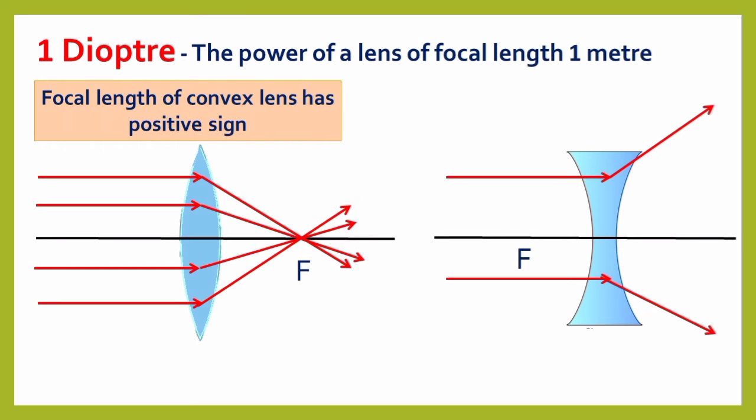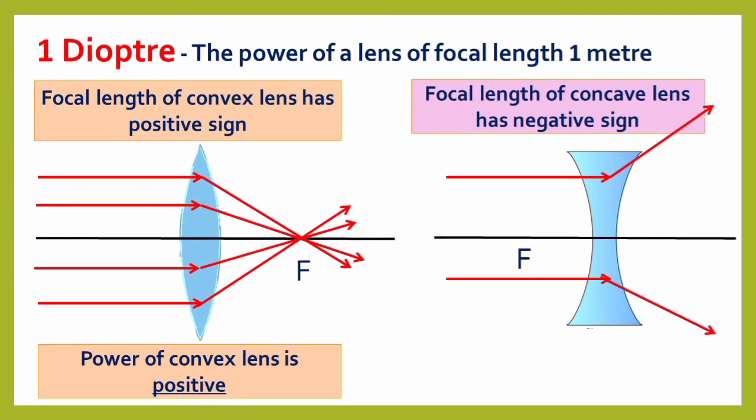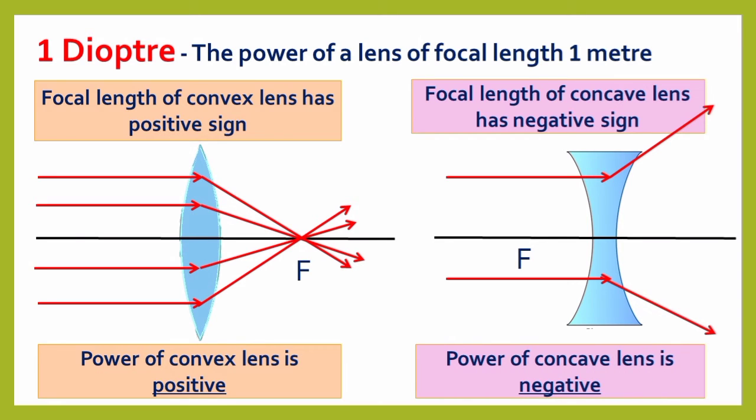We know that focal length of a convex lens has a positive sign with respect to the sign convention in spherical lens. Hence, power of a convex lens is also positive. Similarly, concave lens has a negative focal length. So, the power of a concave lens is negative. The sign associated with the value of power is only helpful to identify the type of the lens, whether it is a converging or a diverging lens.